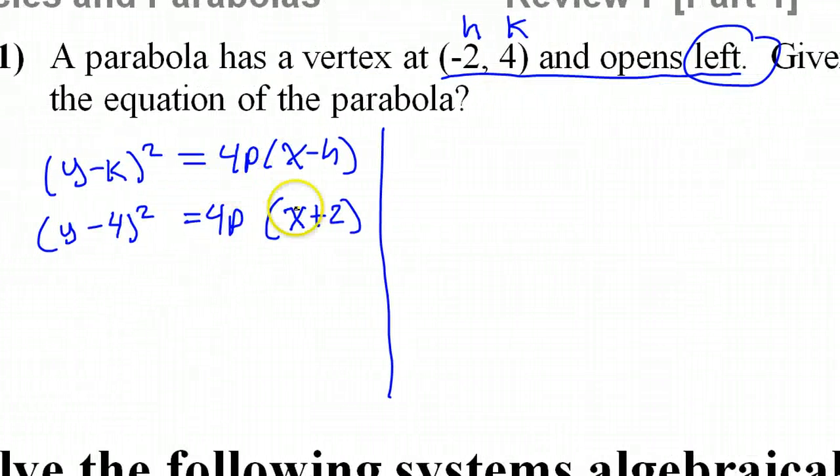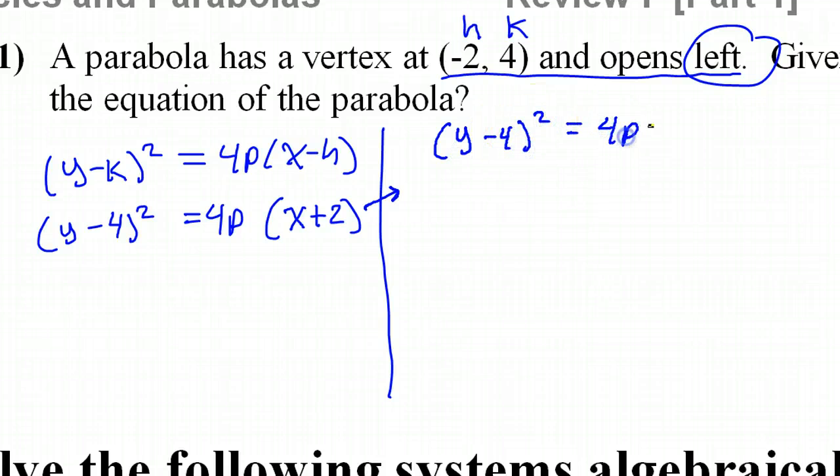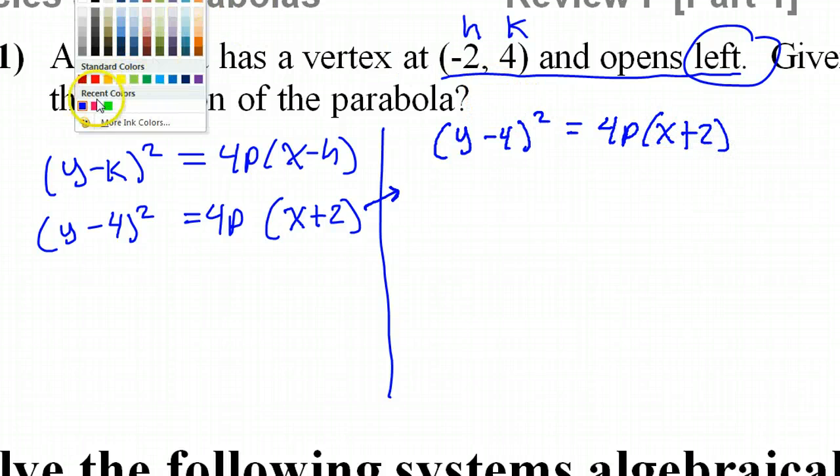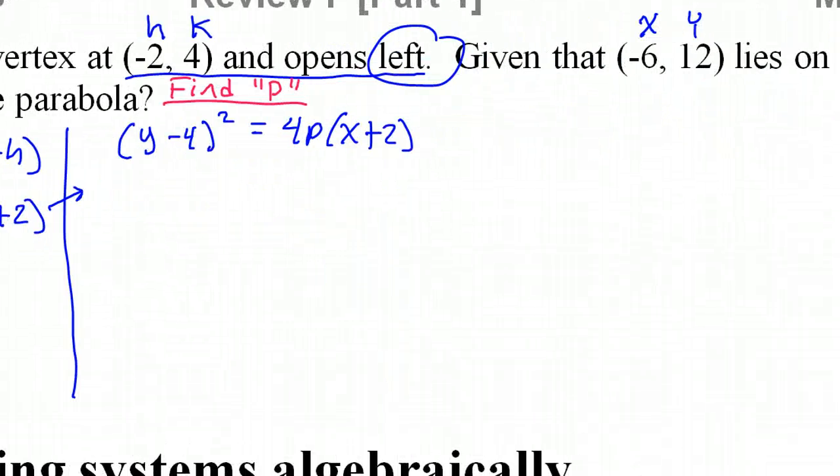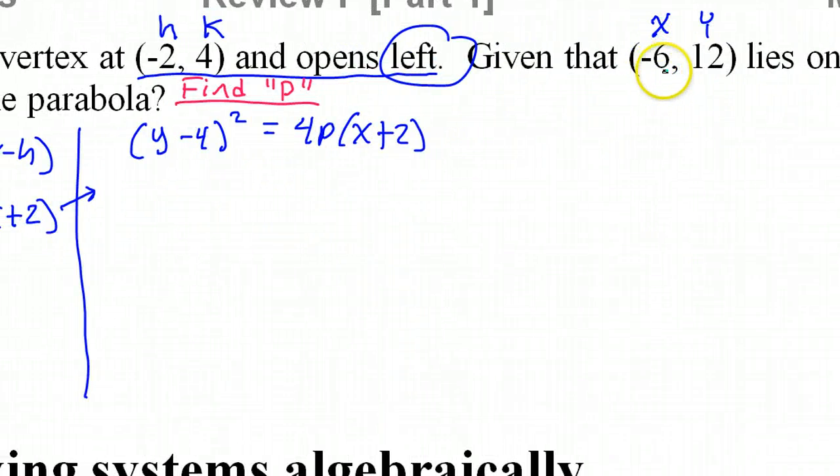So I'm just going to recopy this because I'm going to save this for the answer. Okay, I've got y minus 4 squared is equal to 4p times x plus 2. So what I'm attempting to do right now is I'm finding p. To find p, I'm going to take this x and y and plug them in here and here.